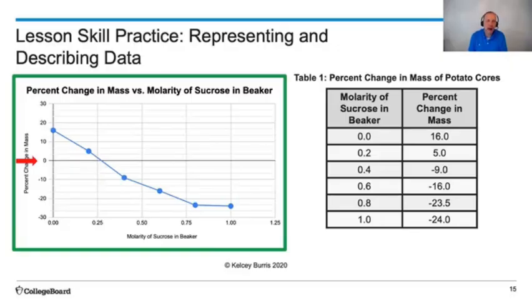Also, on this graph, you could determine the molarity of the potato core by the point at which it crosses 0. That represents an isotonic environment, both inside the potato and in the beaker full of sucrose and water.